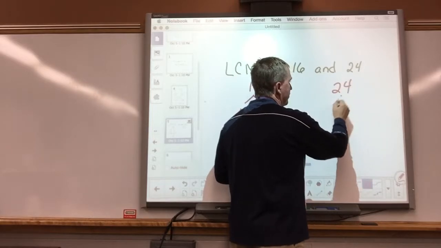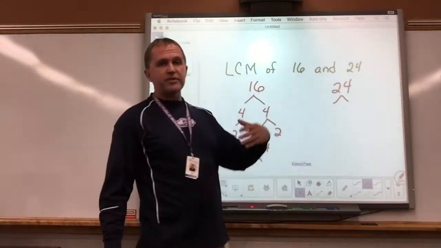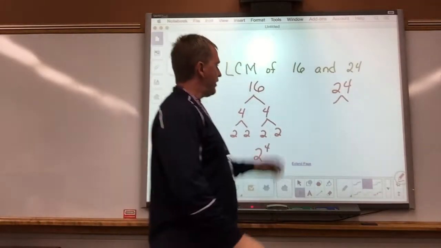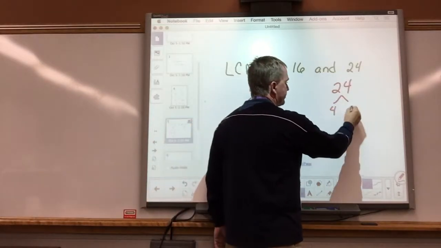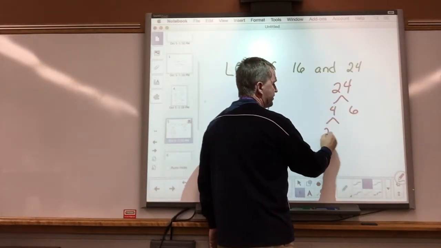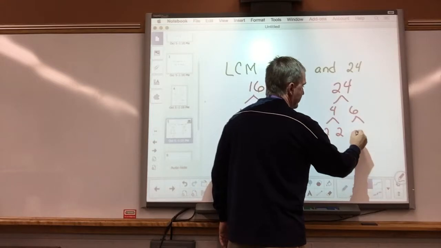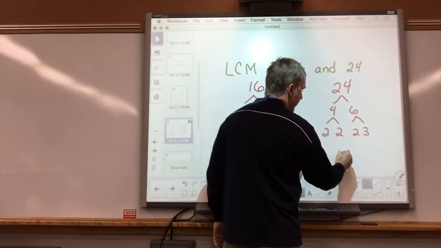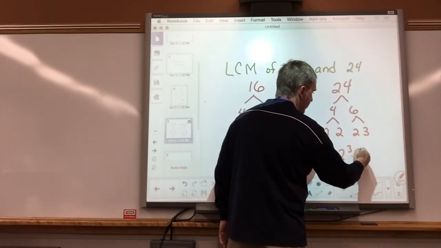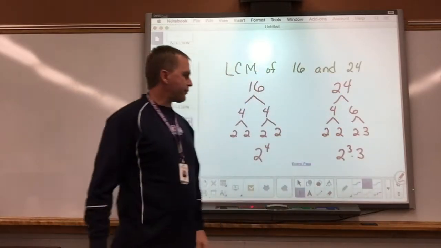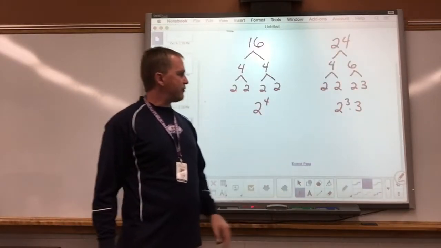24, well, there's lots of choices. 4 times 6, 3 times 8, 2 times 12. I like to use 4 times 6, so 4 times 6 it is. 4 breaks into 2 times 2. 6 breaks into 2 times 3. We now have 2 to the 3rd times 3. There's our prime factorization form.